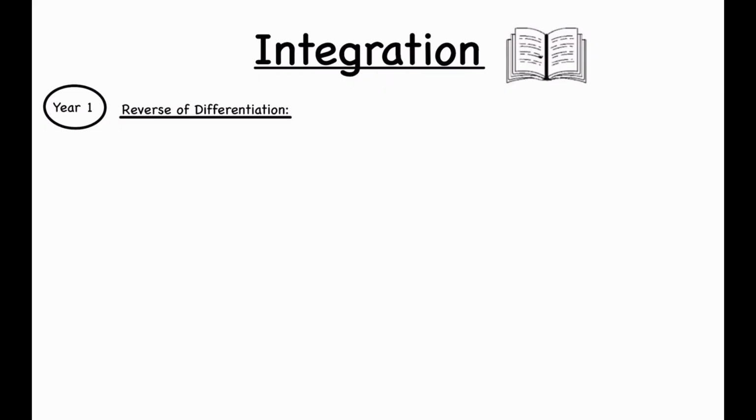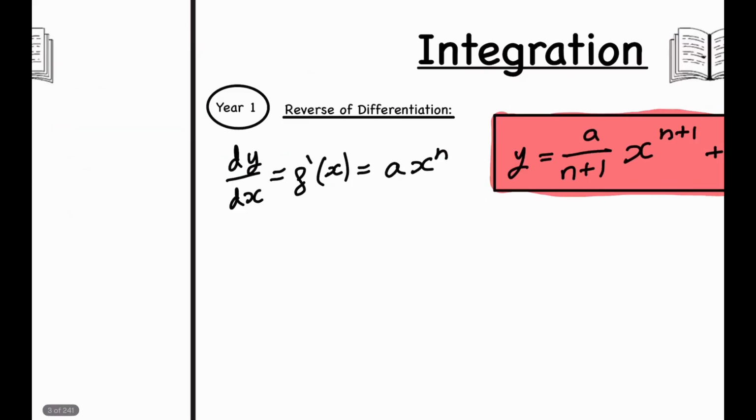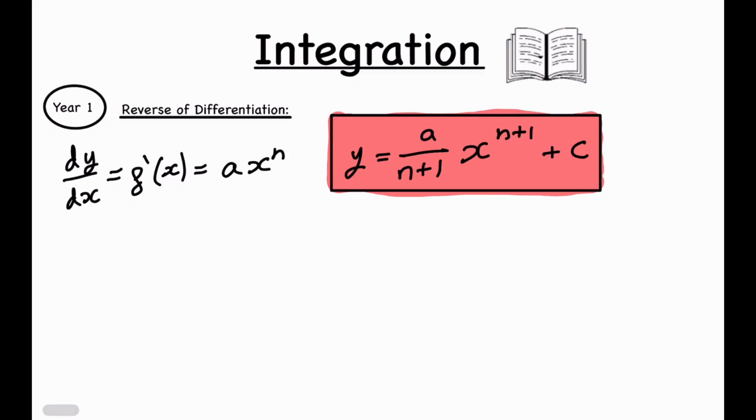So integration is the reverse of differentiation. And when you have dy over dx of a function, say it's ax to the power of n, when you integrate it, you go from dy/dx to y. So y is equal to a divided by n plus 1, so you increase the power by 1, and you divide by the new power, and this would be your final integration.